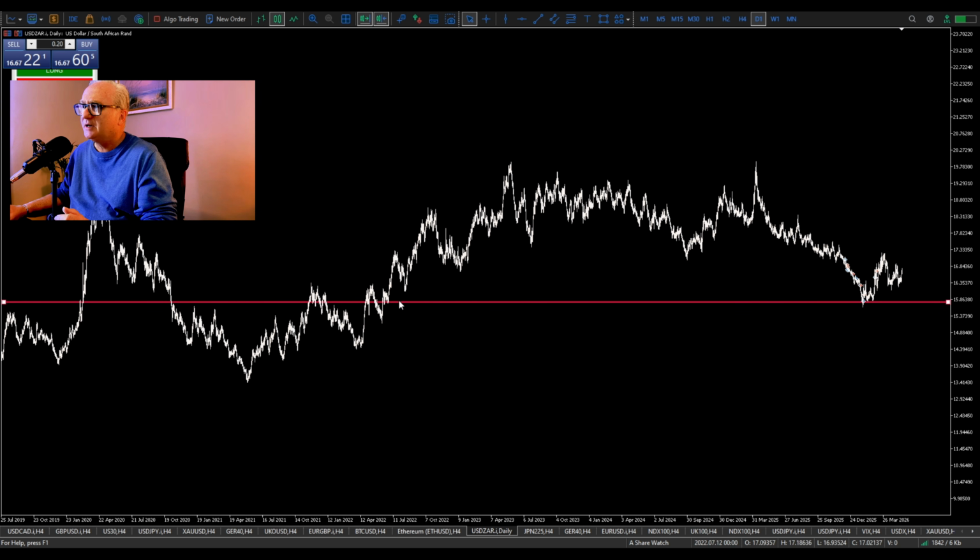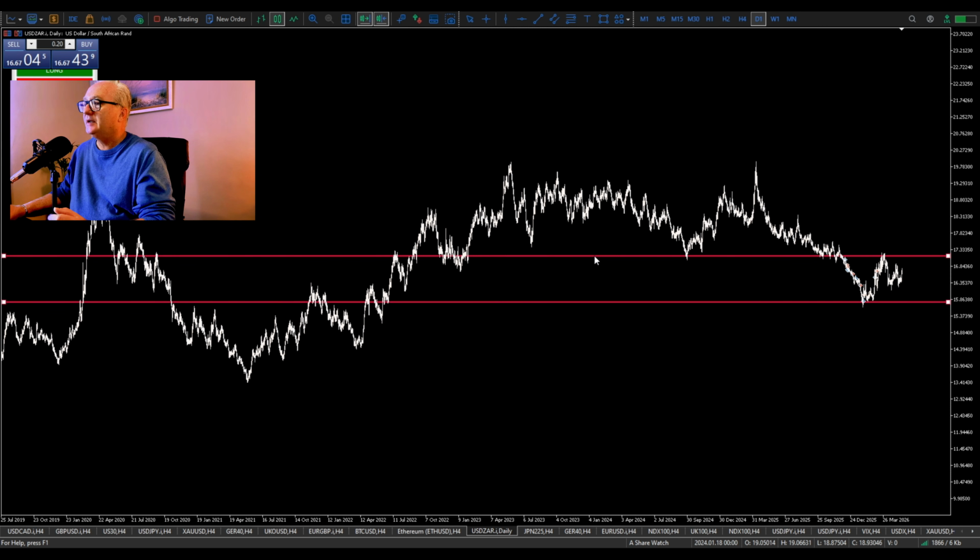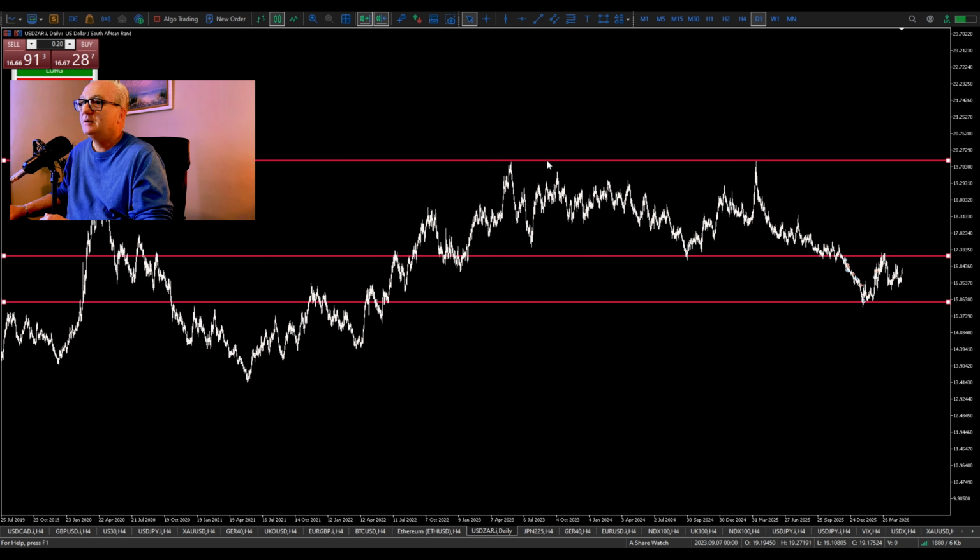So you can clearly see every time it gets to this level, it's supported. There is another level further up around about here. That was a resistance level and is now and could be considered a support level. You can draw that in if you want to. And then, of course, your resistance level is up here. That's your resistance, big double top. What I normally like to do is change that into a green line.